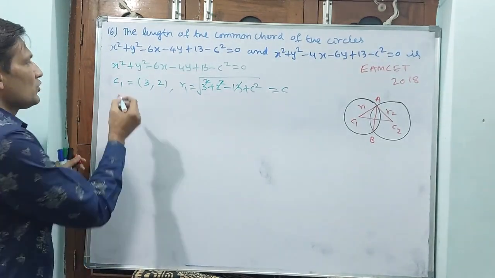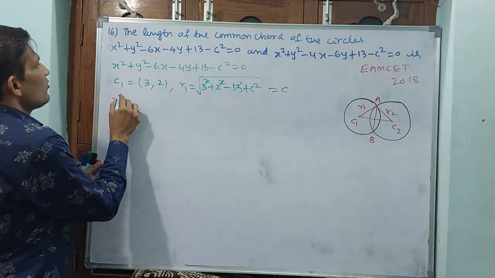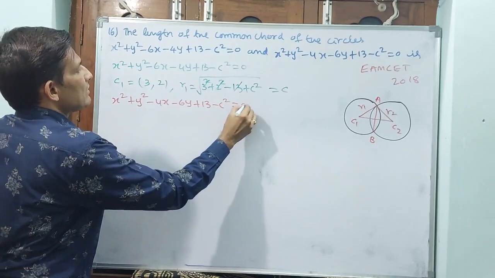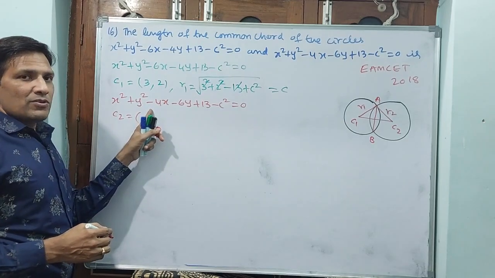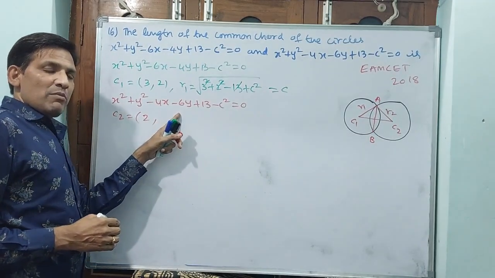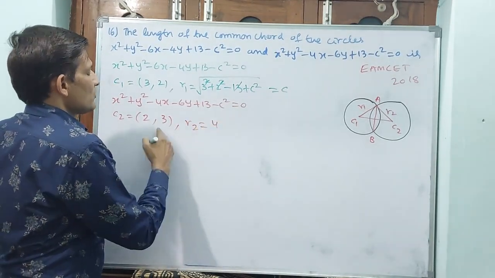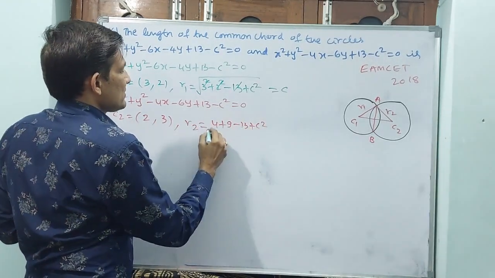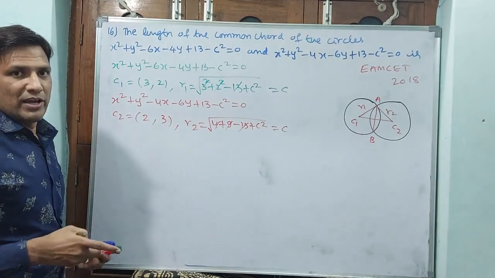Second circle also, you have to find simply C2 and R2. How to use them I will explain later. The second circle is x square plus y square minus 4x minus 6y plus 13 minus c square equal to 0. Center C2: 2g will be minus 4, g will be minus 2, minus g will be 2. 2f will be minus 6, f will be minus 3, minus f will be 3. R2 is the square root of 2 square, 4, plus 3 square, 9, minus 13 plus c square. Again the same case. Both circles have the same radius.